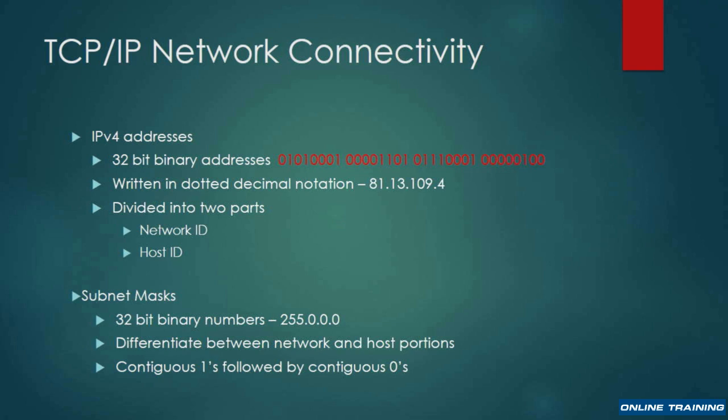Okay? And then basically each of those decimal numbers represents 8 bits. So sometimes you will hear me refer to it as an octet. The first octet is the first number. It's an octet because it is 8 bits. So 4 groups of 8. But technically the IP address is divided into 2 parts. It's divided into network ID and host ID.